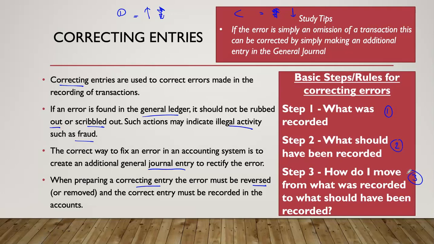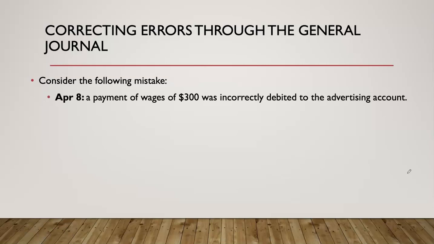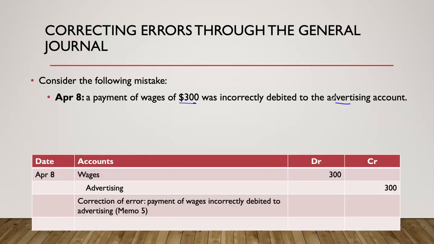And like many things, examples are the best way to do this. So let's go through a couple of examples. Let's consider this mistake. A payment of wages was incorrectly debited to the advertising account. So we should have recorded wages, but we put it in advertising. To fix this up, it will look like this. Wages 300, advertising 300. But you're probably going, where did we get to this? And we would then do a narration, correction of error, and explain why.